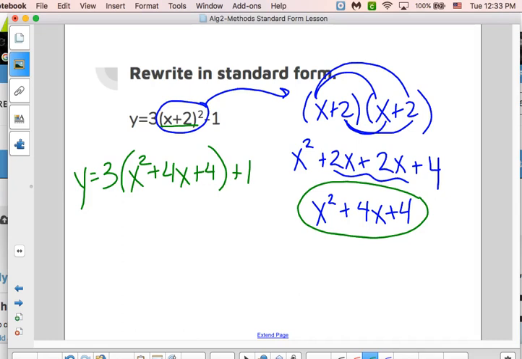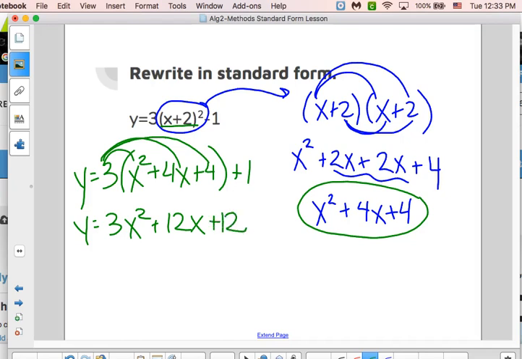Now we can distribute in that 3 because we got rid of the squared. So 3x squared, 3 times 4x, 3 times 4, 12, and then we still have that plus 1 on the outside. Is there anything else that we can combine together?